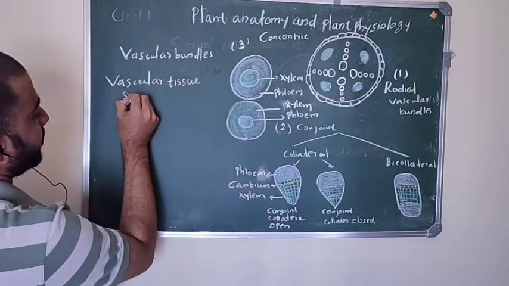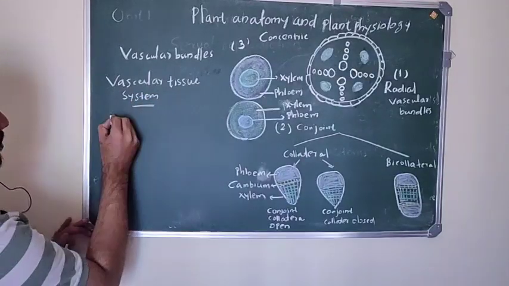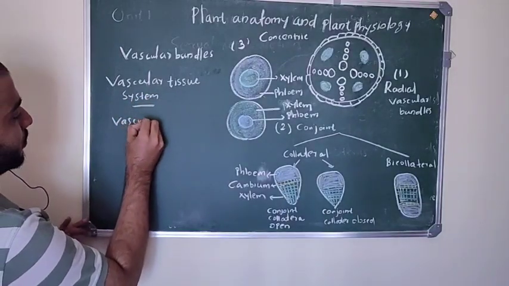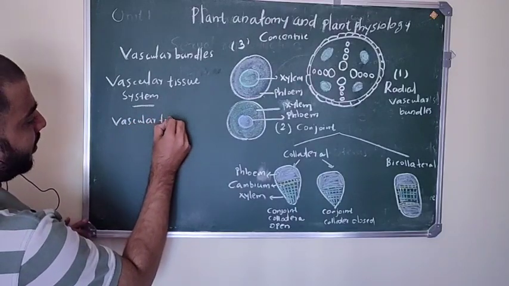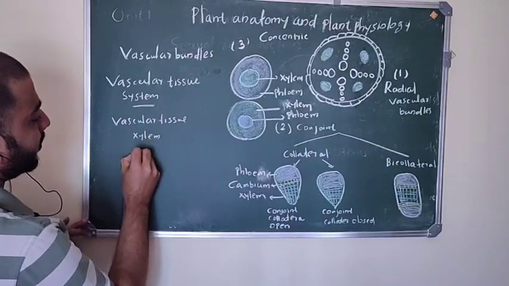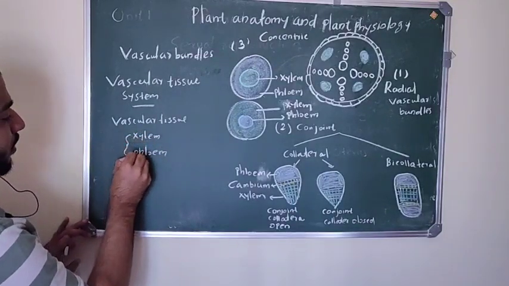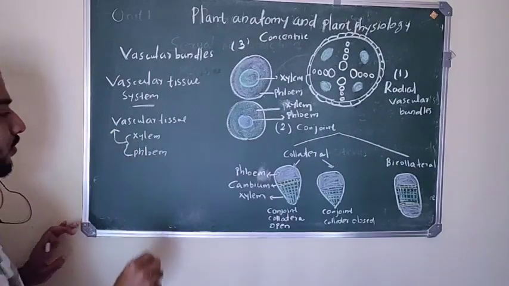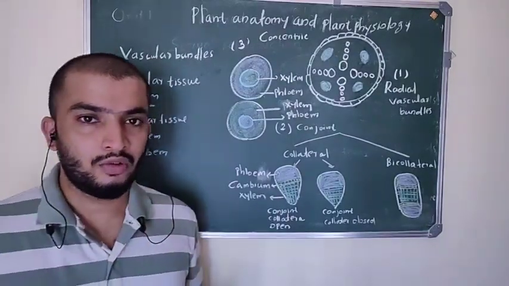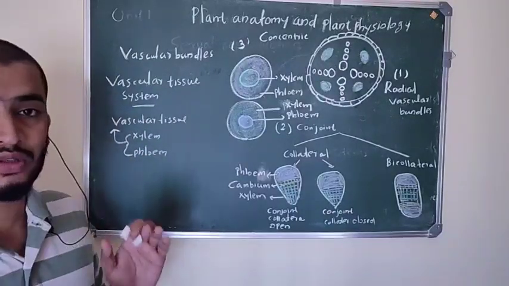So what is the meaning of vascular tissues? You might have heard about the xylem and phloem. These are the two tissues present in plants, and these two tissues are called vascular tissues.